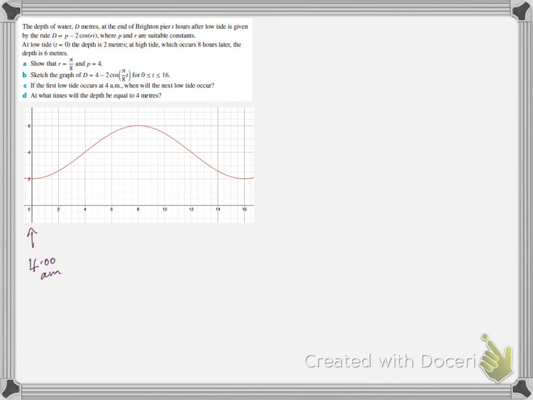So if the first low tide occurs at 4 a.m., when will the next low tide occur? You can see on the graph that it's at 16, but we need to give a time. So it's 4 a.m. plus 16 hours. So the answer is going to be 8 p.m.